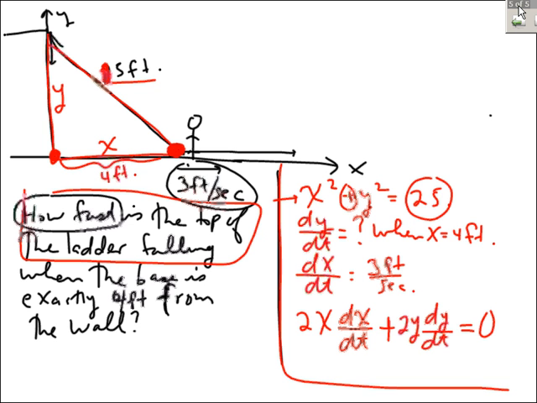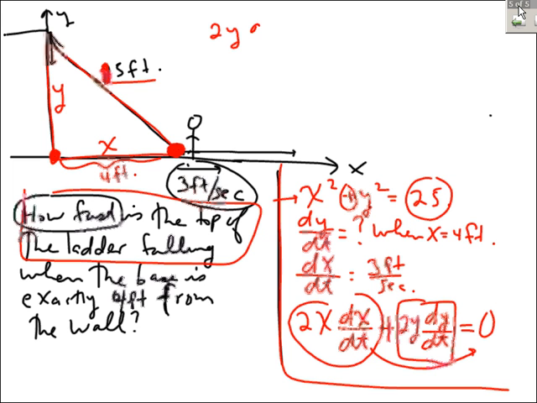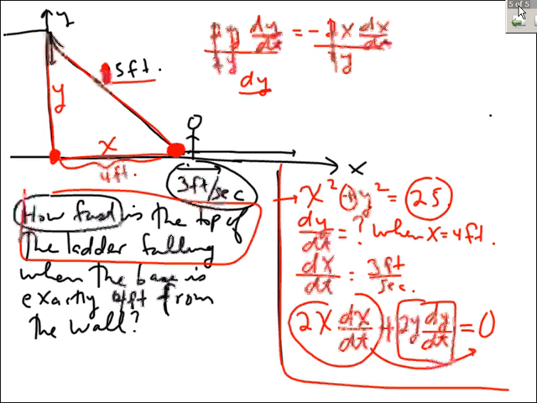So I want to solve for dy/dt. So let's solve for this term first by bringing this term to the other side. Now I'm on the top. 2y dy/dt is equal to negative 2x dx/dt. And then I divide the left side by 2y, and I divide the right side by 2y. Coincidentally, the 2's cancel. So now I know that dy/dt is equal to negative x over y dx/dt.